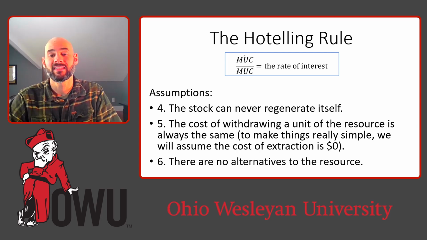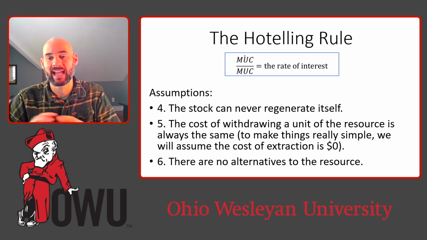The fifth is that the cost of withdrawing a unit of the resource is always the same. There's that constant marginal extraction cost. And going forward, to make things really simple, we can just assume that that cost is constant at $0. And lastly, that there are no alternatives to that resource. There's no backstop technology that could replace it. And so these are obviously highly restrictive assumptions.